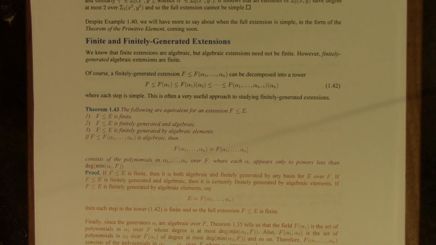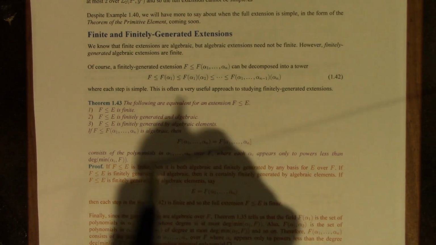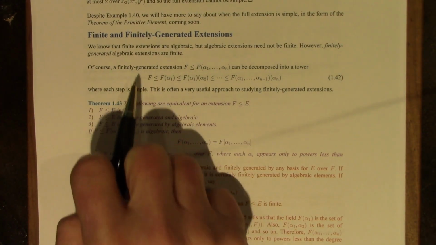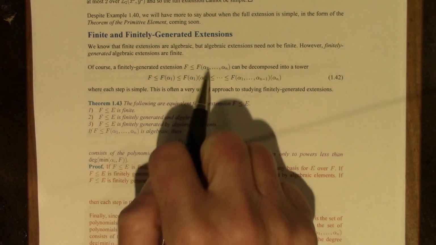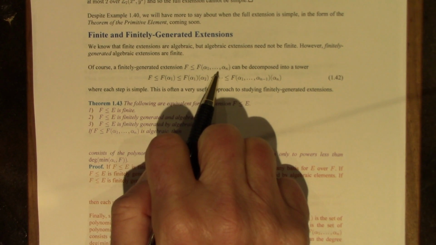We know that finite extensions are algebraic, but algebraic extensions need not be finite, and that's something for you to find. You can find an example. But finitely generated algebraic extensions are finite. And that's what we want to explore now. A finitely generated extension looks something like this. Alpha 1 through alpha n are the generators.